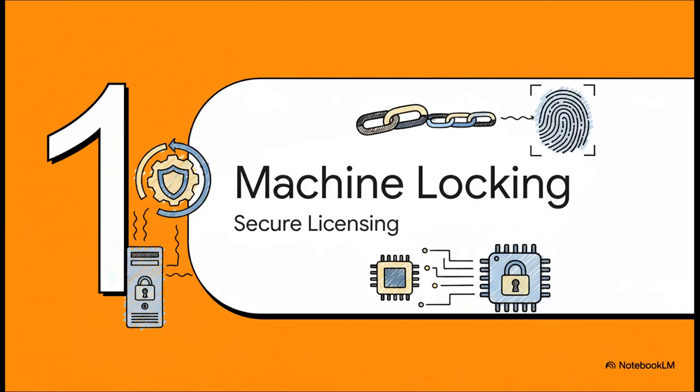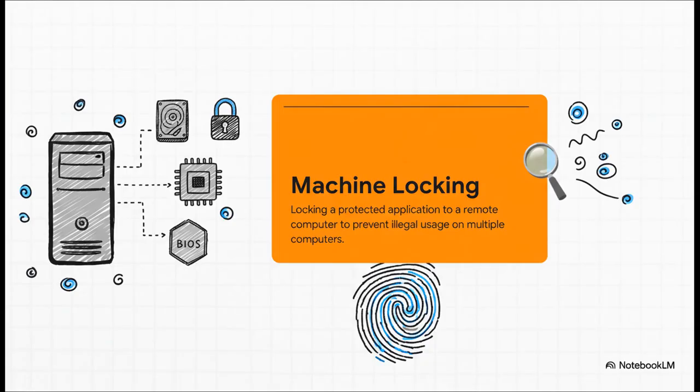Okay, first things first. Before we can even talk about the codes, we need to understand the fundamental problem they're designed to solve. And that all comes down to a concept called machine locking. At its heart, machine locking is all about tying your application to one specific computer. It's how you prevent someone from buying one copy and installing it on 100 machines. It does this by creating a unique digital fingerprint of that computer, using up to 7 different hardware and software identifiers, things like the hard drive ID, the CPU ID, or even the BIOS ID.